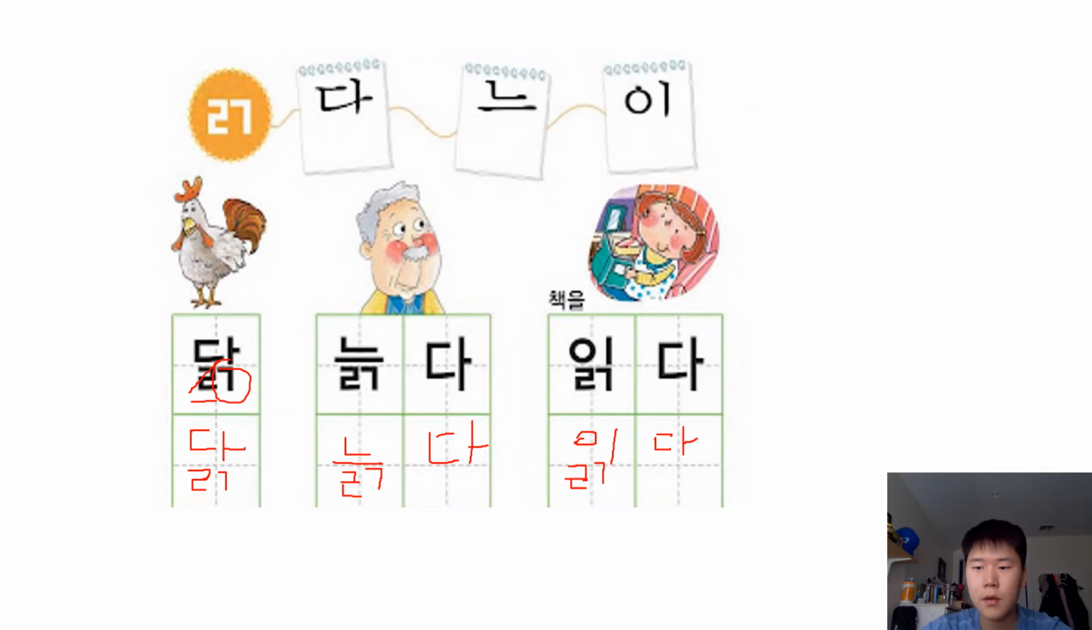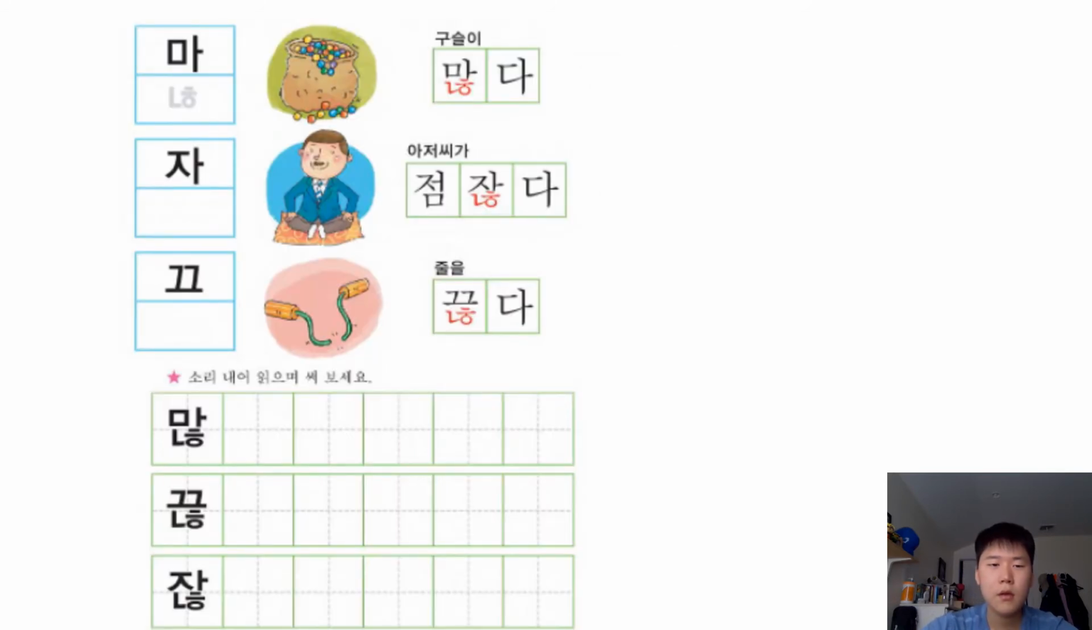Okay. So this word, it's 많다, right? Because it has a 니은 in the front. So it's saying it has a lot.